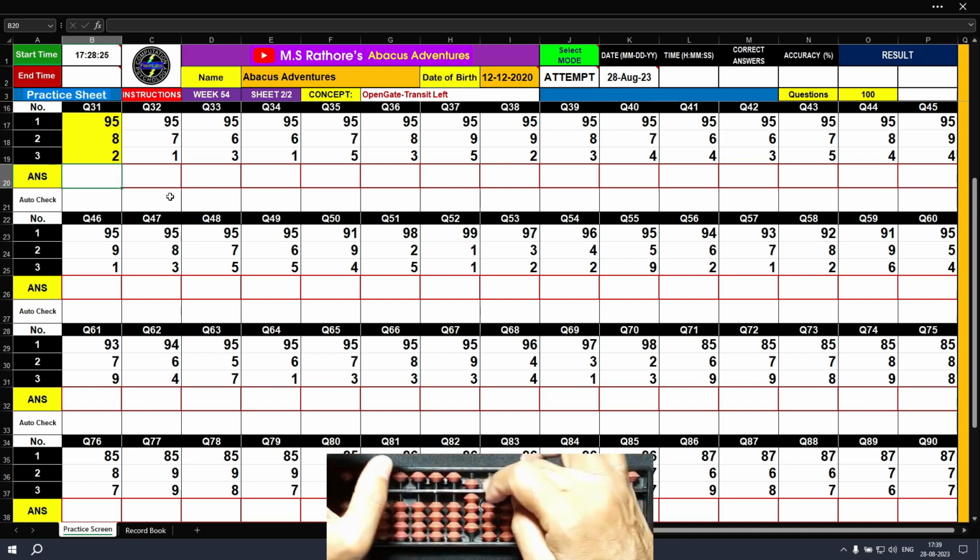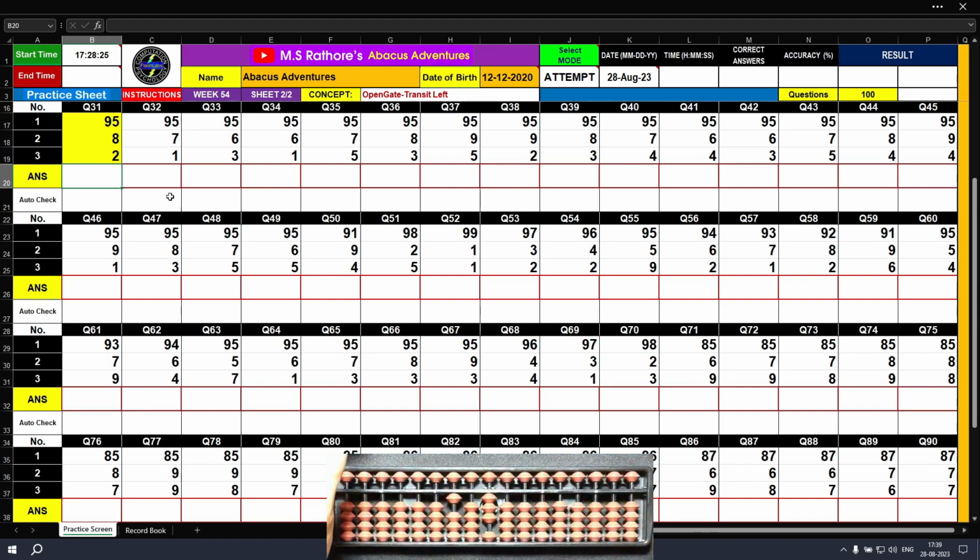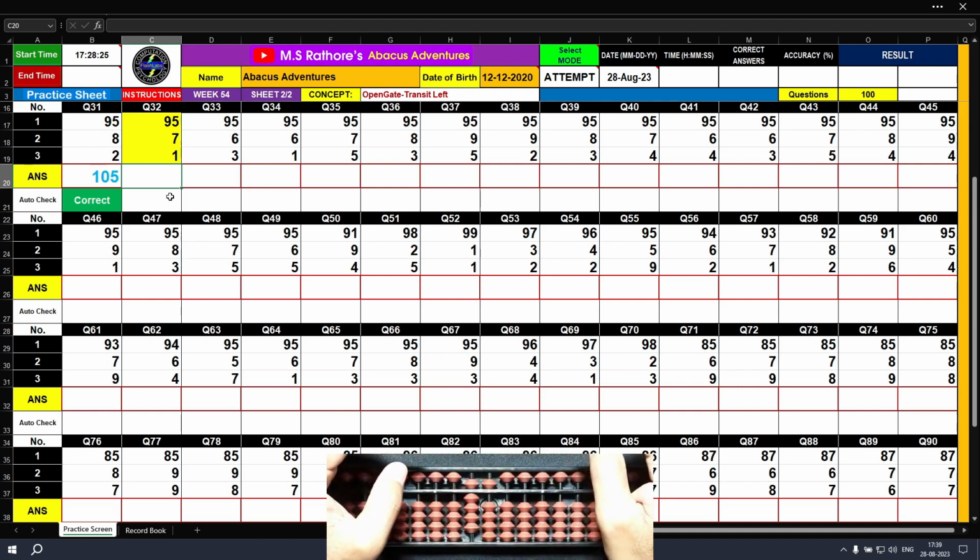Coming to question number 31. Plus 90, plus 5, it's 95. Plus 8 equals plus 3 minus 5, open the gate, plus 10, the answer is 103. Plus 2, the answer is 105.